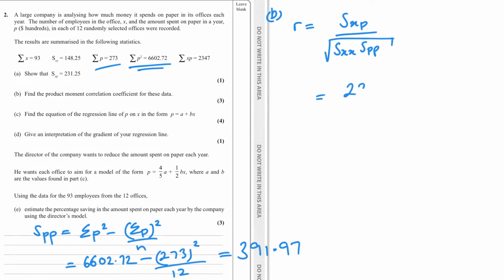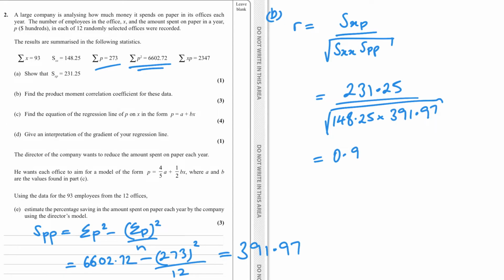So we get 231.25 on the top. Then we have 148.25 times 391.97. And now all I've got to do is plug this into my calculator. And I get 0.959 to 3 significant figures.